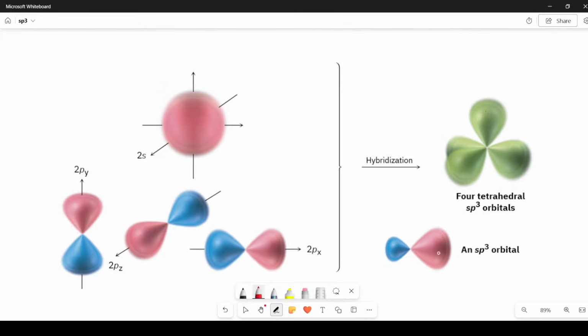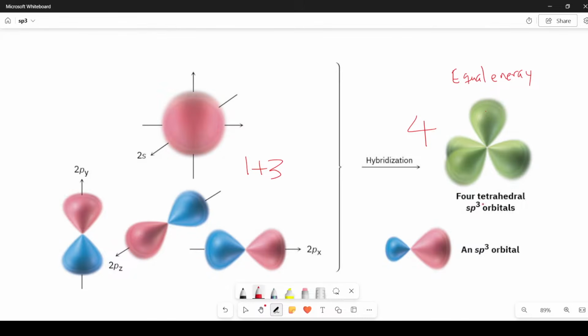So this is one of the sp3 orbitals. The addition of this s mixing with p will generate this orbital. This is just one of the 4 that would be generated. So it is 1 plus 3 to generate 4 hybrid orbitals. These 4 orbitals, for example in carbon, are degenerate, meaning they are of equal energy. They are equal energy. They are degenerate.